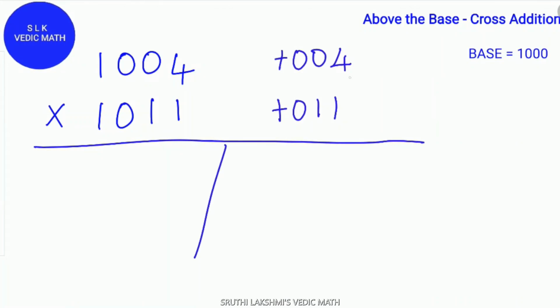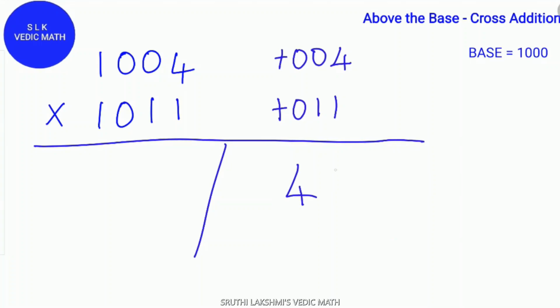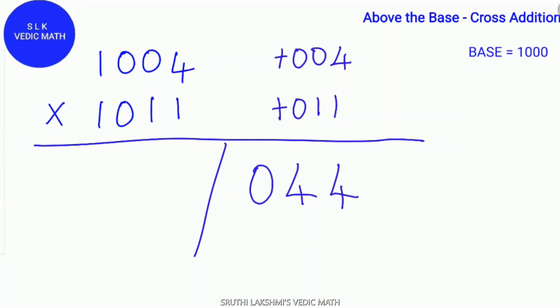Next, we multiply 4 times 11. 4 times 11 is 44. Write 44 with the 0 in front. We put a 0 in front because the base 1000 has 3 zeros, so there are supposed to be 3 digits in the right-hand side.